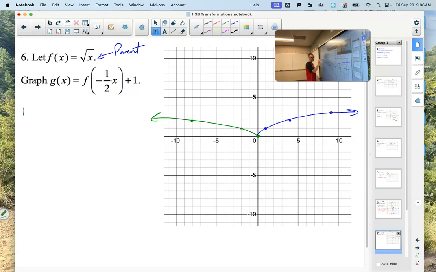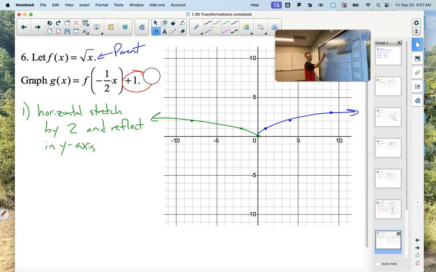So I'm going to describe this step as horizontal stretch by 2 and reflect in the y-axis. That's the first transformation. The second transformation, this plus 1, that's outside, that's y's, that's up 1. That red graph is our final graph for g of x.